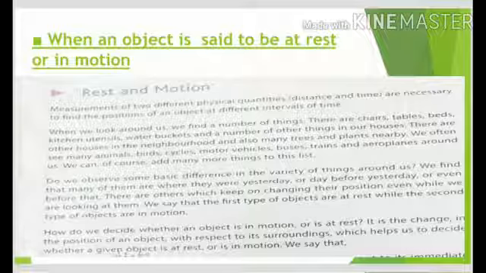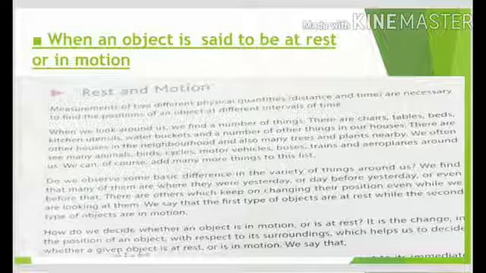Do we observe some basic difference in the variety of things around us? And we find that many of them are where they were yesterday or the day before yesterday or even before that. The same type of example was put by me in the beginning of our topic today. Think about that electric pole that is situated every day at the same place. A question arises, dear student, how do we decide whether an object is in motion or at rest?